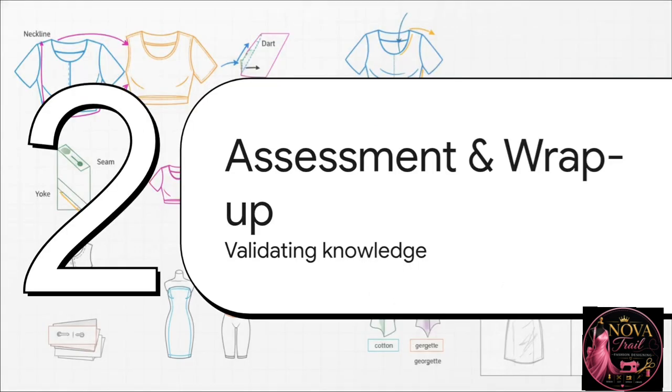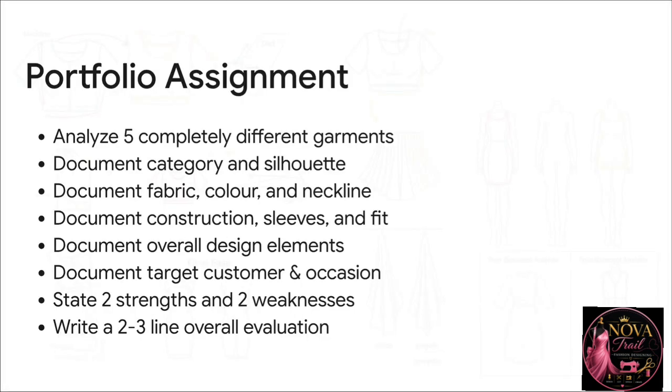Okay, let's bring it all home with Section 4, Assessment and Wrap-Up. This is where we validate all this technical knowledge. The final milestone of this class is a rigorous portfolio assignment. You are required to analyze 5 completely different garments, and you have to document every single detail, from the garment category, silhouette, and fabric, right down to the specific target customer and occasion. You also need to identify at least 2 technical strengths and weaknesses for each. These beautifully formatted analysis sheets are going to form the foundation of your professional portfolio.